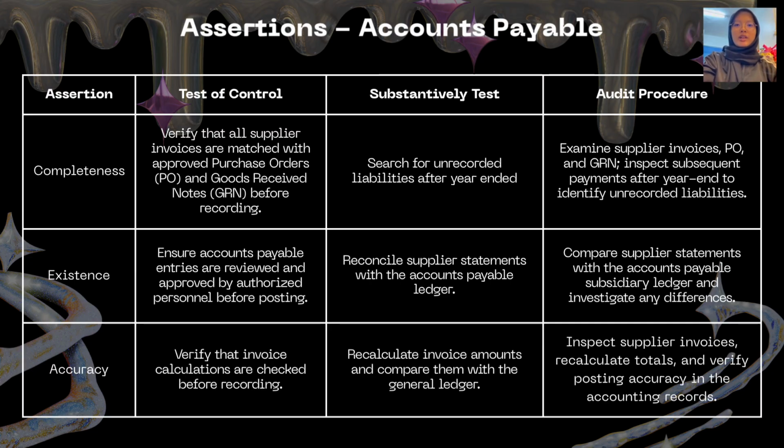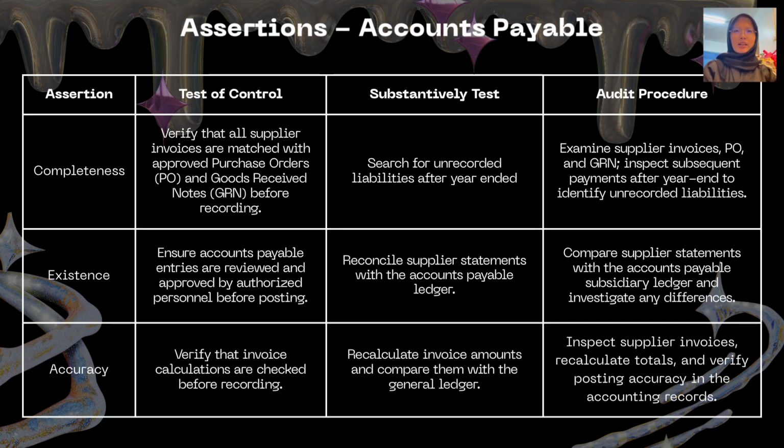after year end. For example, imagine a company received office furniture on 28 December, but the supplier invoice was only recorded in January. Since the goods were received before the year ended, the liability should have been recorded in December. If it wasn't recorded, accounts payable is incomplete.